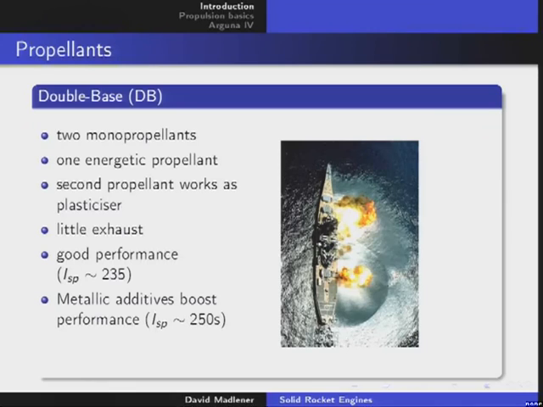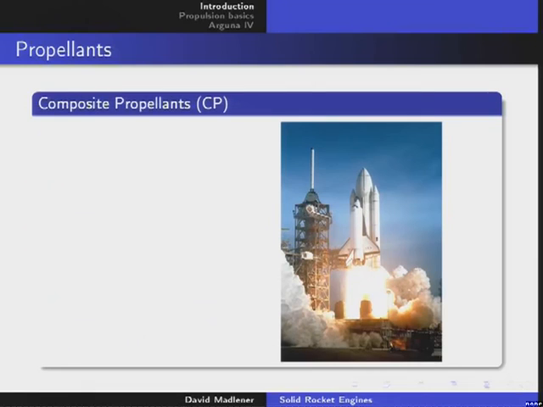The problem is if you add metals, then you can again see the smoke. That's why I think they have aluminum inside, because they don't care about being seen. So it's mainly used for military applications, but there are some amateurs using double base too, but it's difficult to produce.